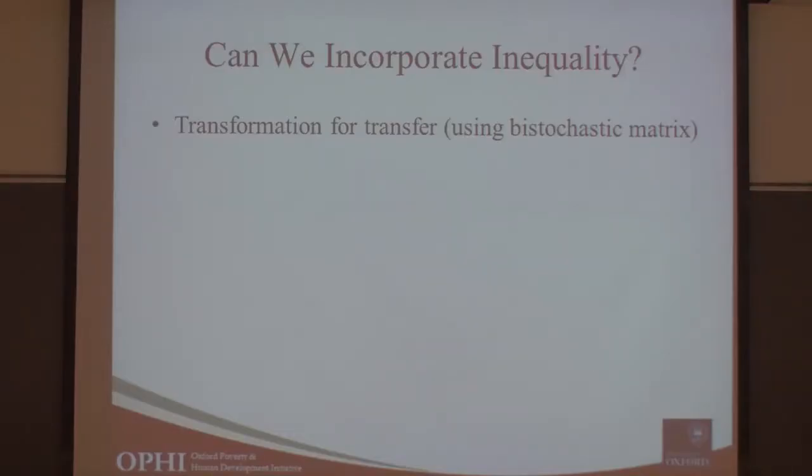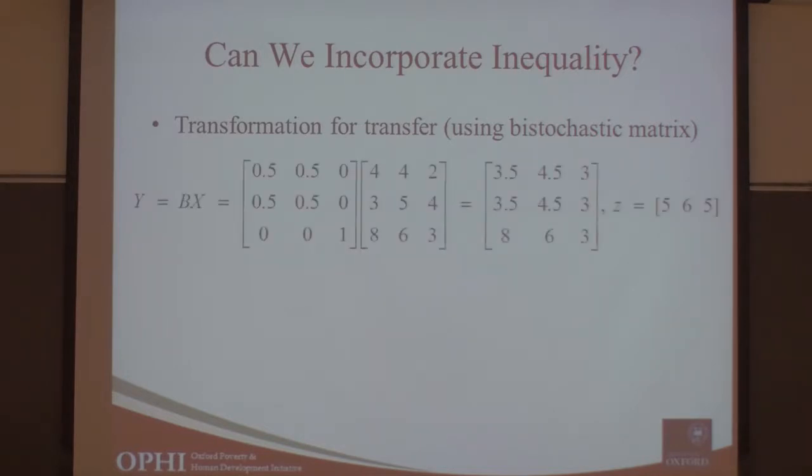Okay. Now, let me give you an example of what it means here. What do you mean by increasing association? That's how we tell you here. Let's see with an example. So first is transformation for transfer. How the transfer works in the multidimensional context.